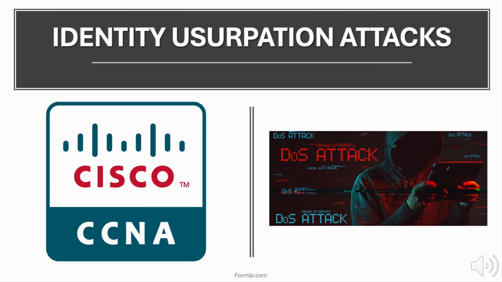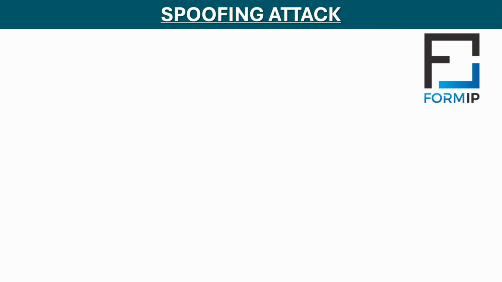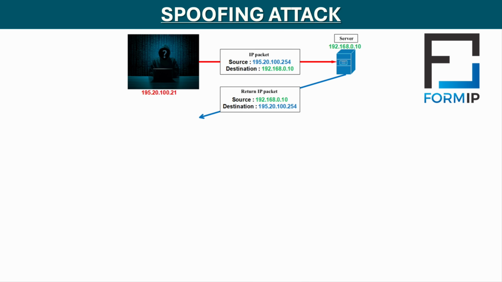Identity usurpation attacks. The various attacks that will follow are mainly based on identity usurpation. Let's start with the spoofing attack. For example, when a machine sends an IP packet, everyone expects the source IP address to be the sending machine's own IP address. And it's the same for the source MAC address in the Ethernet frame, which should be the sender's own MAC address. And it's the same thing for services such as DHCP or DNS.